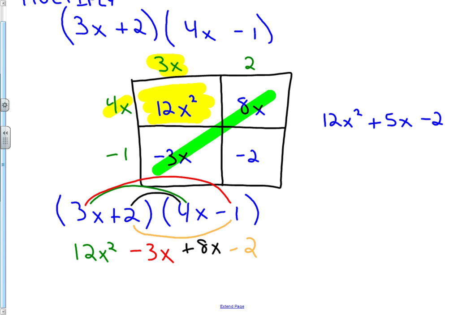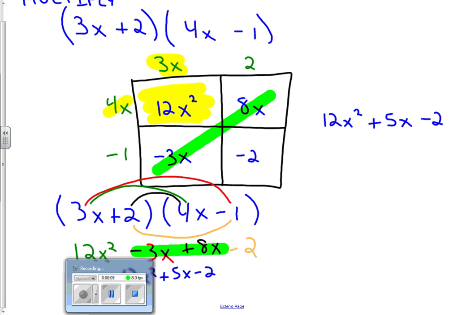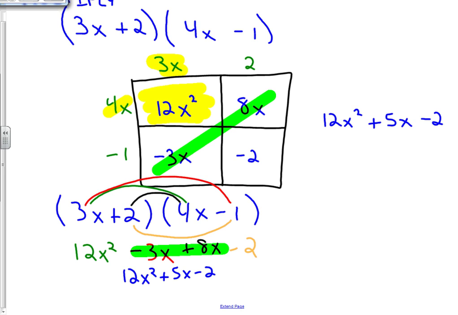Now, if you notice, those are the same exact numbers that are in the Punnett square. Not in the same exact order, but very close. The only like terms you have are these two terms here. So you would put those like terms together, and you would get this same exact answer: 12x squared plus 5x minus 2. And that's it for multiplying by Punnett squares and multiplying by FOIL.